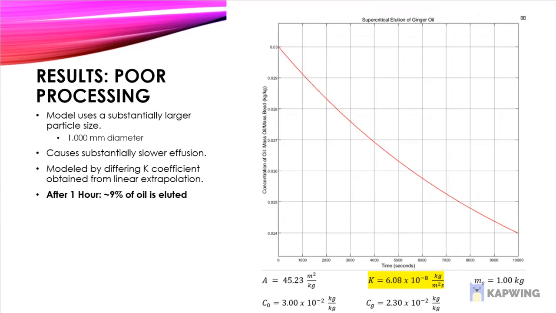As we'll see, if we linearly extrapolate from those two data points, if we have a millimeter diameter particle, this will actually reduce the transfer coefficient as well as the percent oil eluted after an hour by an entire order of magnitude. And we see that with a much larger particle, which would ultimately result in less surface area, we have a much slower diffusion that's more linear rather than the exponential decrease initially seen.